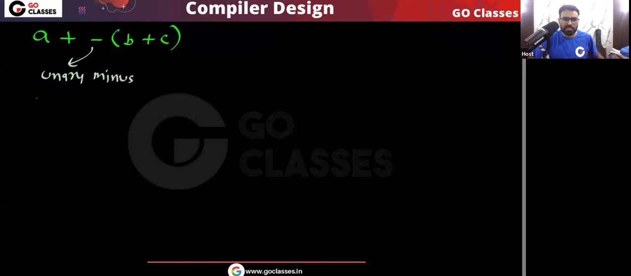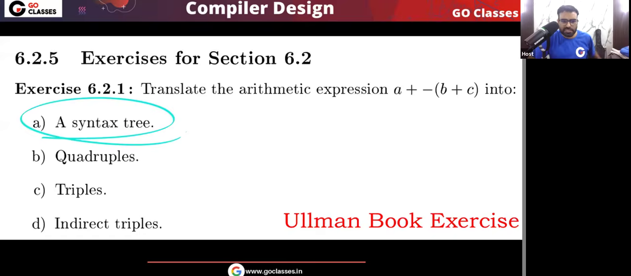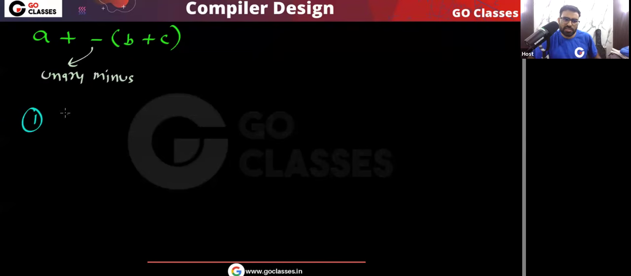Okay, so let me write this arithmetic expression, that is a plus minus b plus c. Here you can notice that this is the unary minus, and this is our expression. So now let's see what will be the syntax tree. The question is asking first for the syntax tree.